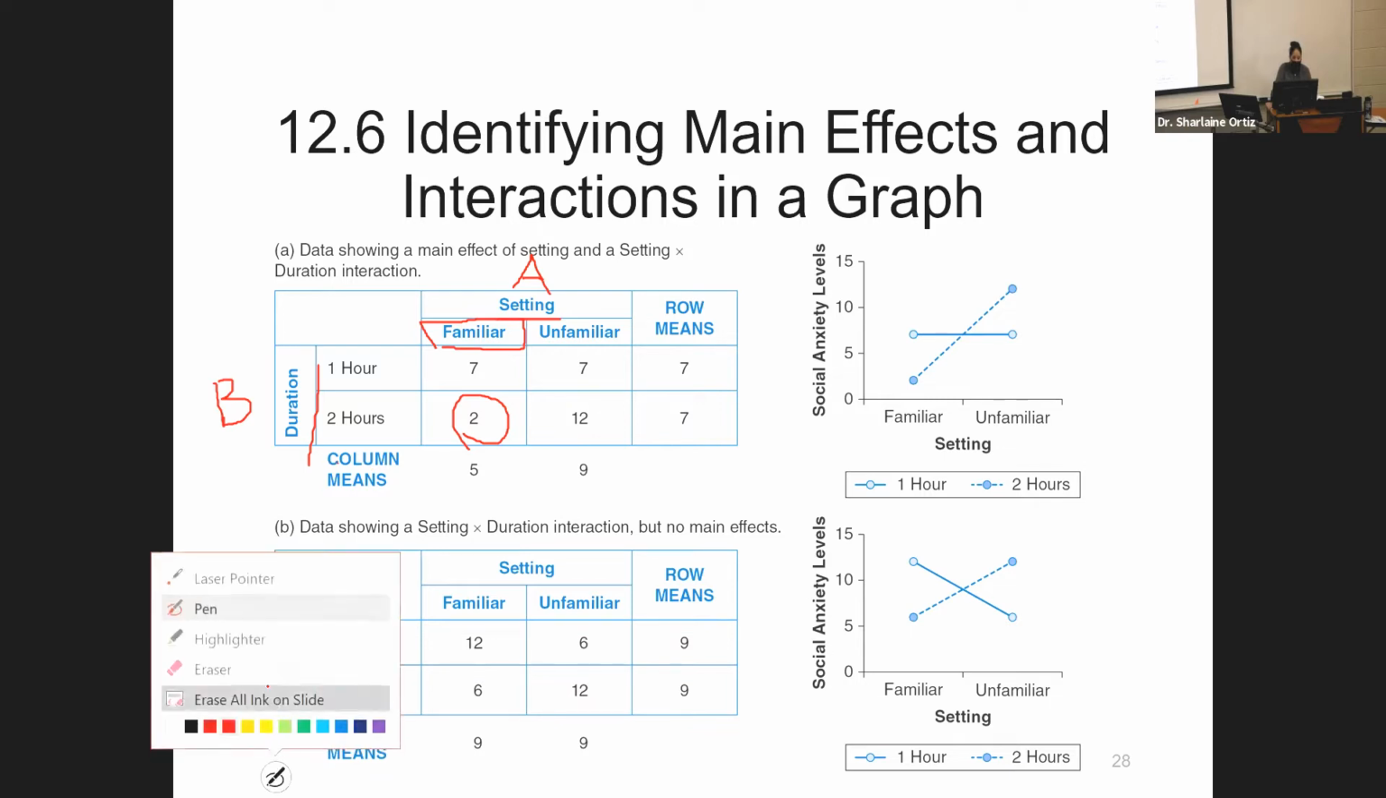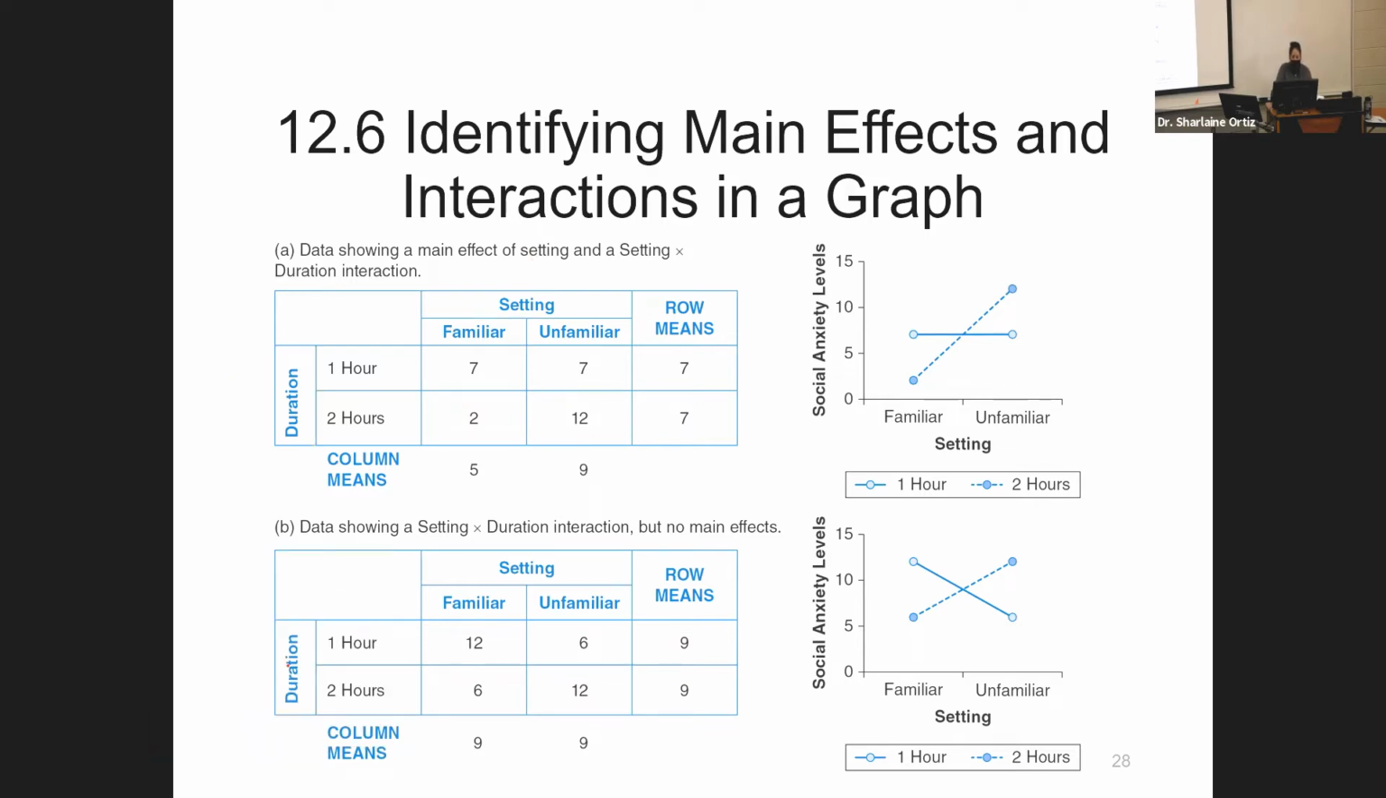So if I clear your slides, let's look at what these representations of an interaction would look like. So notice that again, solid line is an hour, dotted line is 2 hours, just like in our previous example. Let's plot this information that we have here. Notice that in the first case, we have a familiar setting for 1 hour. So the representation is then 7. Notice that in a familiar setting for 2 hours remains to be a number 2.